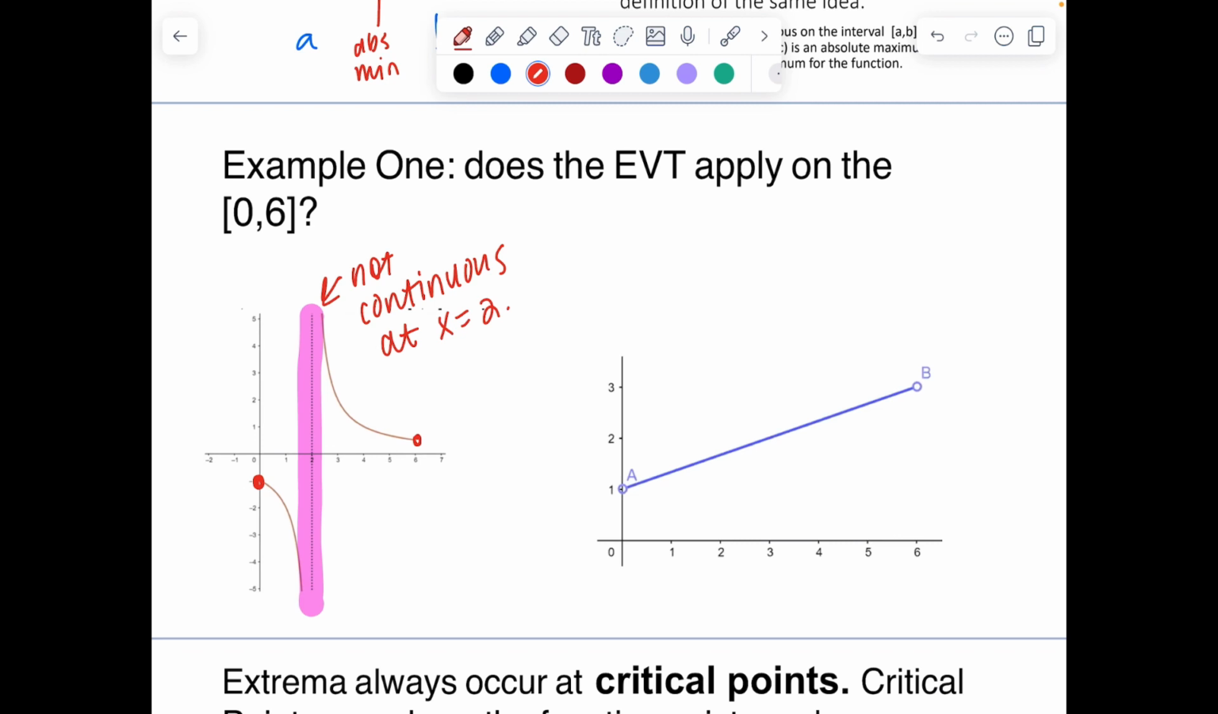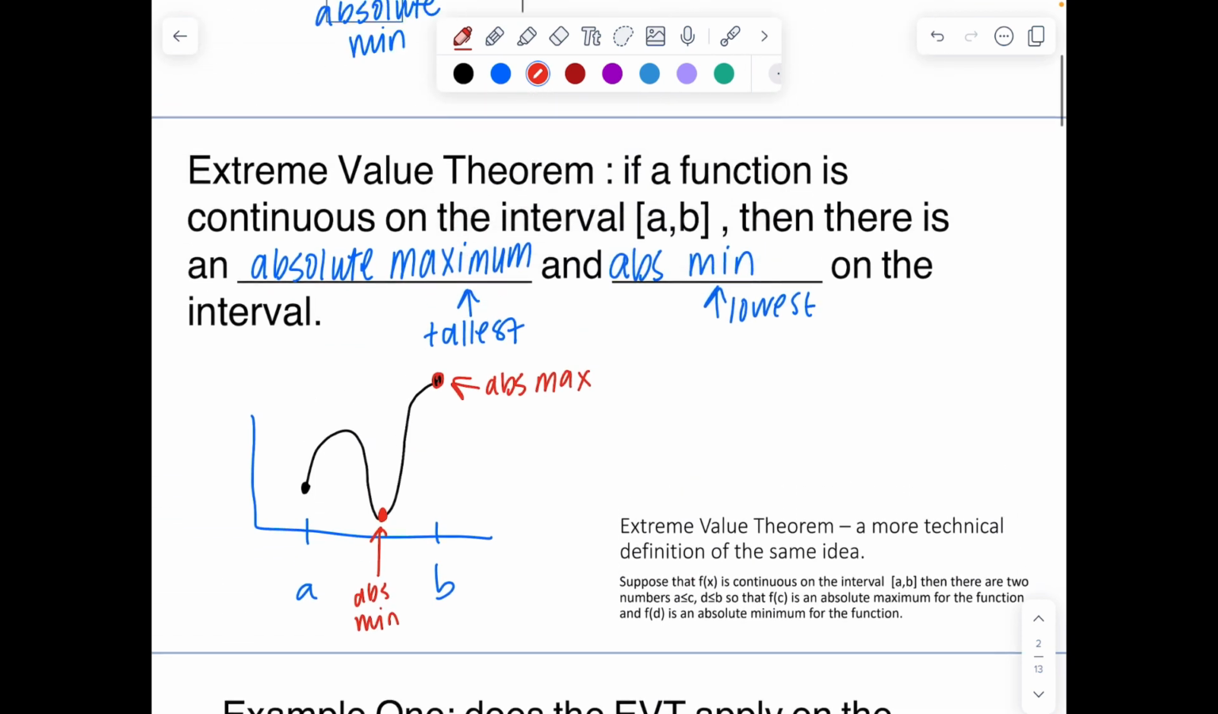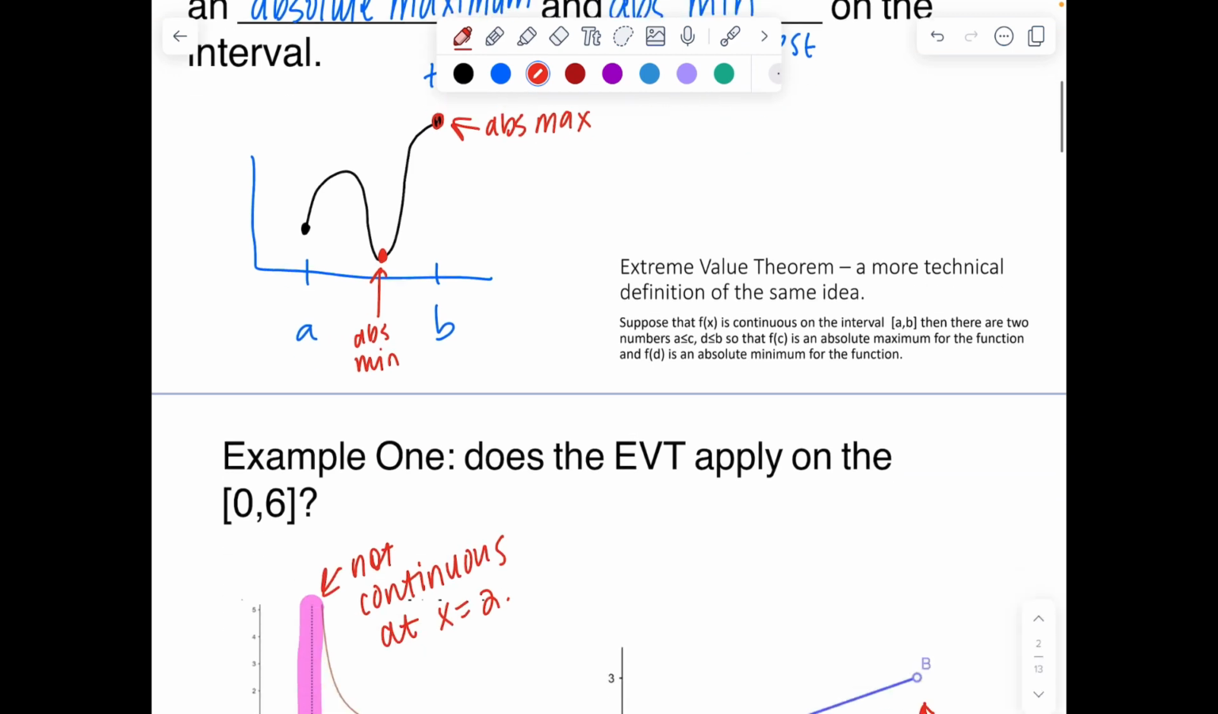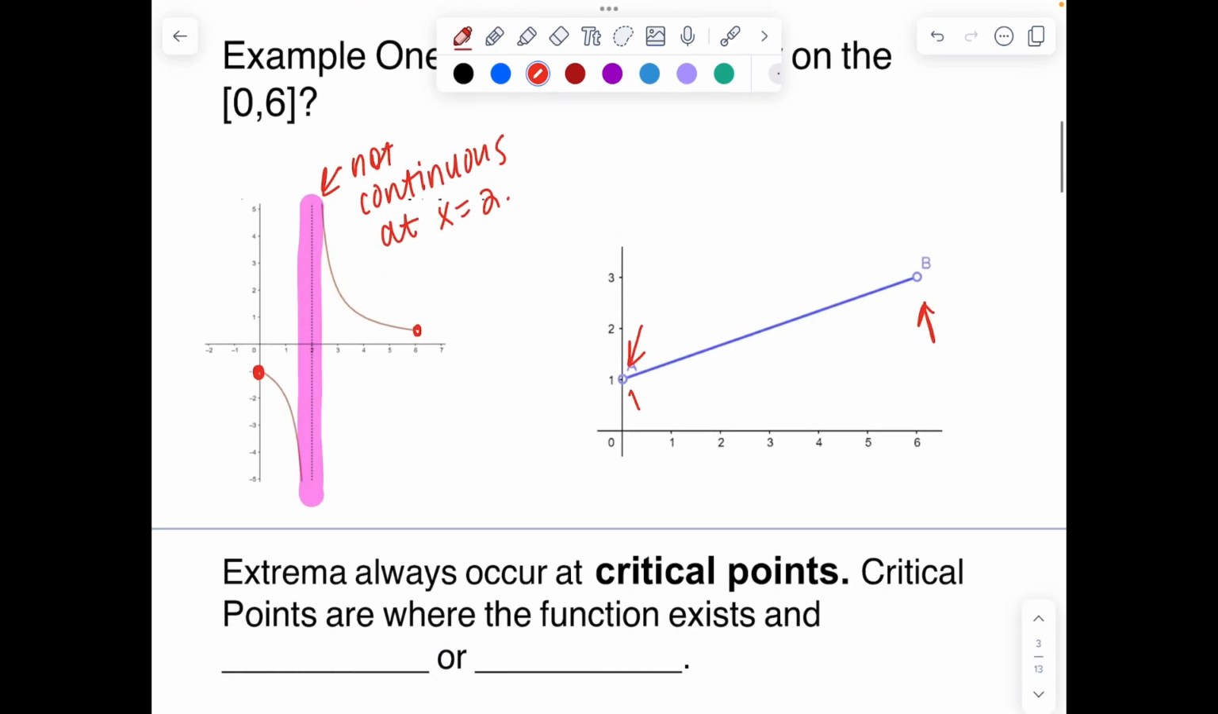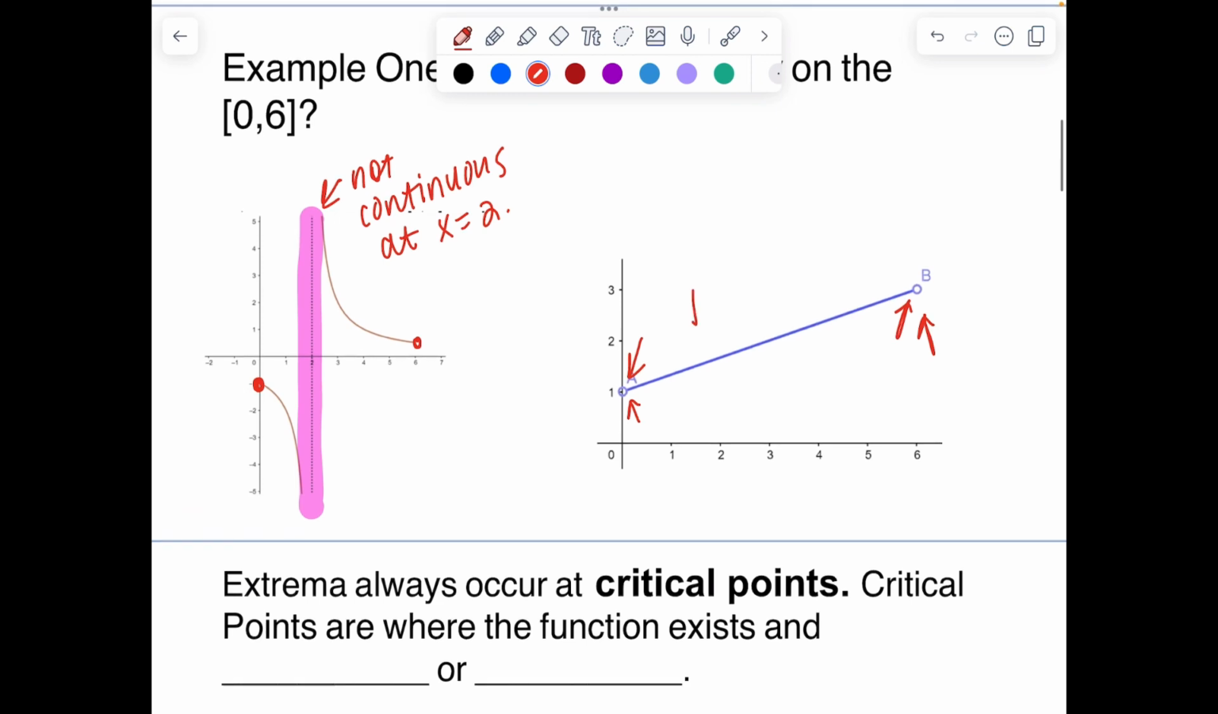This next one asks about 0 to 6 as well. This one also doesn't count because if you look back at the definition, it says [a, b] with brackets, which means the closed interval. And these points right here actually don't exist here. So this one is continuous on (a, b), it's continuous on (0, 6), but it's not continuous on the closed interval. And as you can see, that means there's not going to be a lowest or highest point.